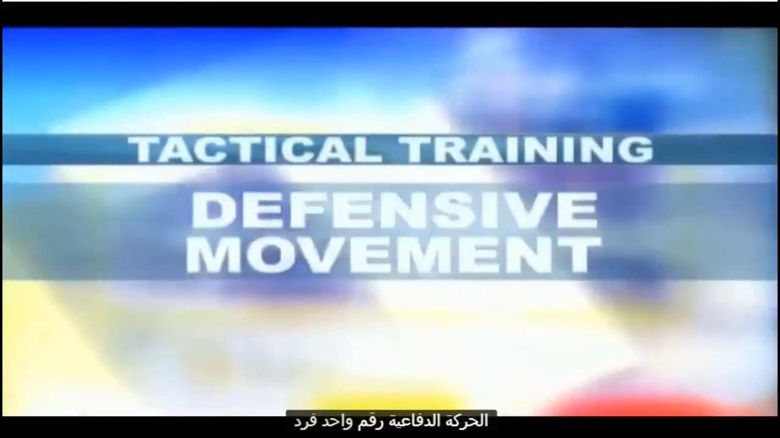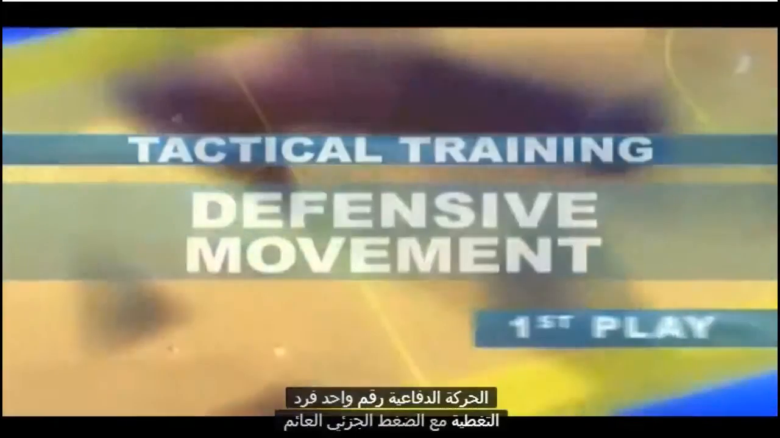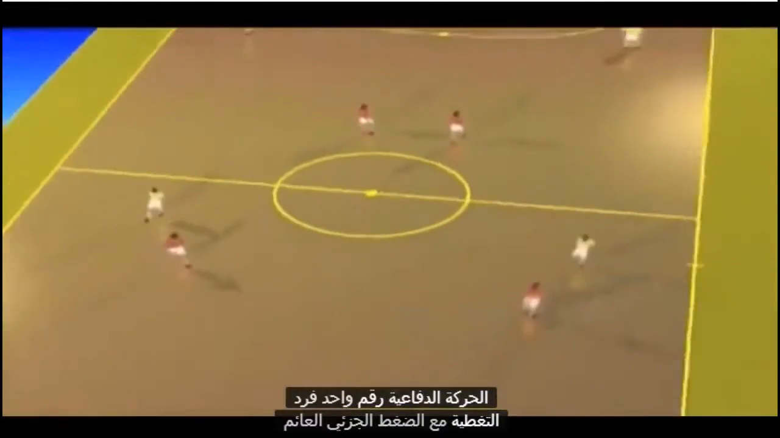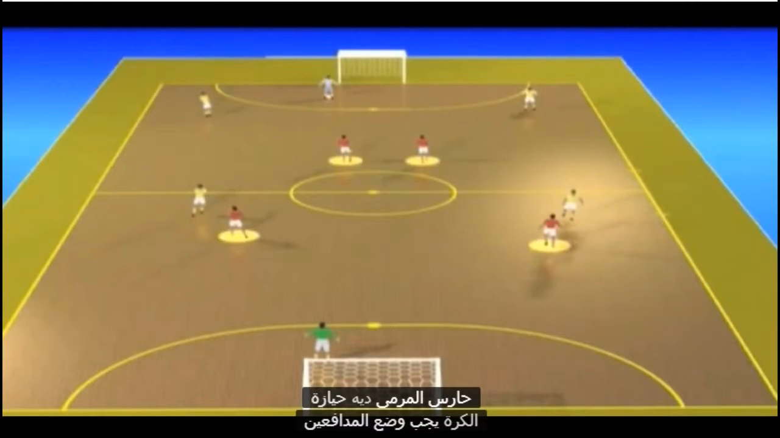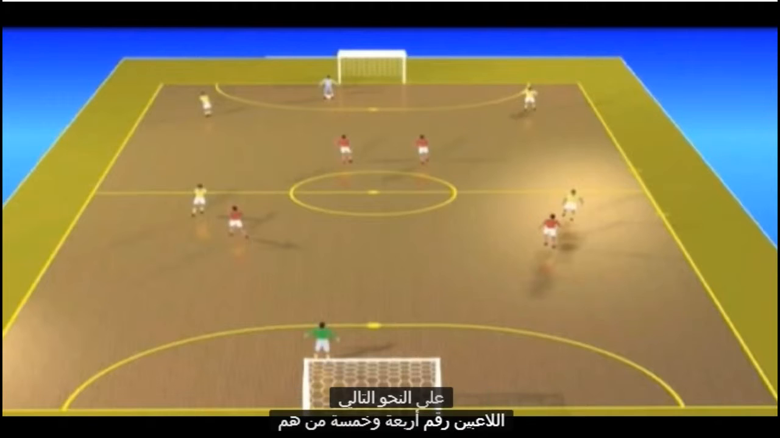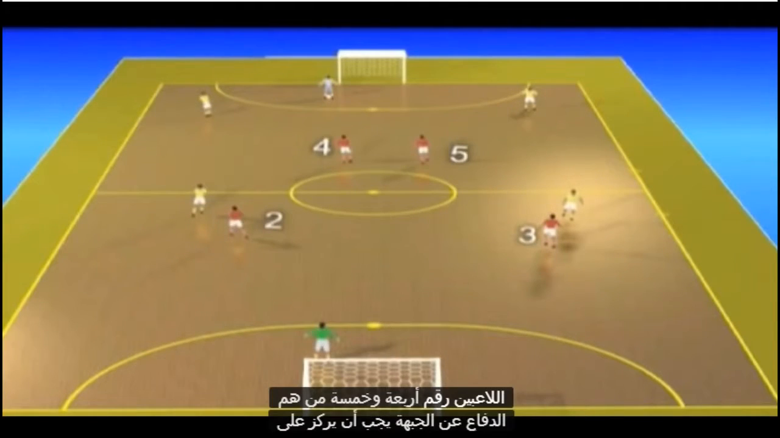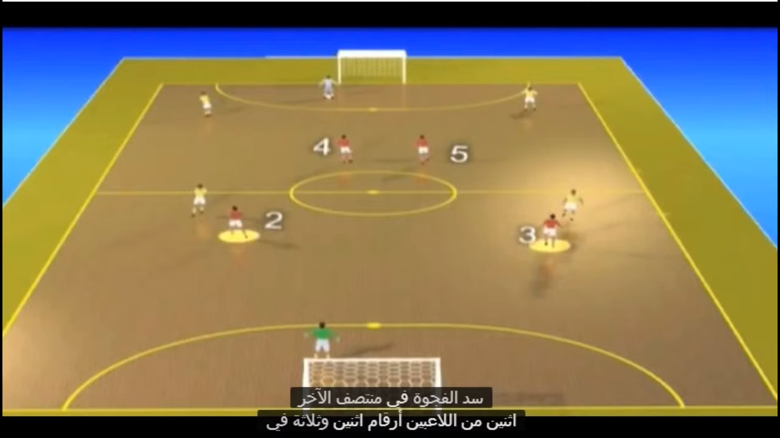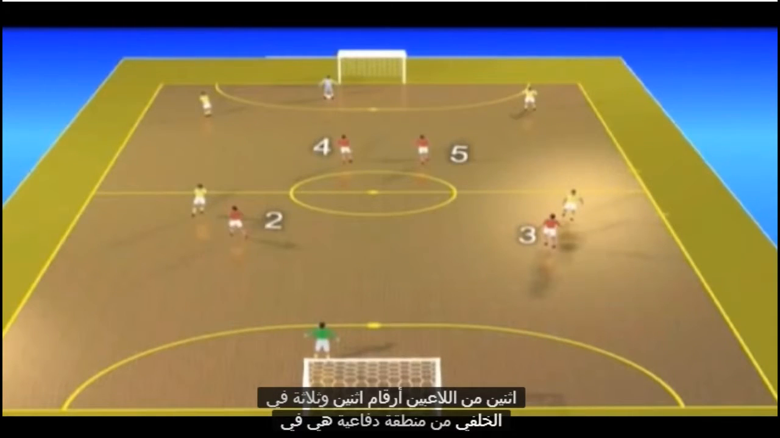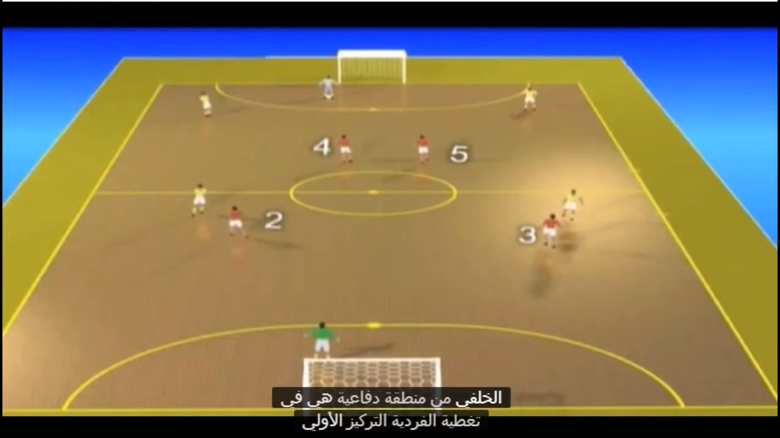Defensive movement number 1. Individual coverage with floating partial pressure. The goalkeeper has possession of the ball. The defenders should be positioned in the following manner. Players number 4 and 5, who are defending up front, should focus on closing the gap in the middle. The other two players, numbers 2 and 3, at the back of the defensive zone, are in individual coverage.